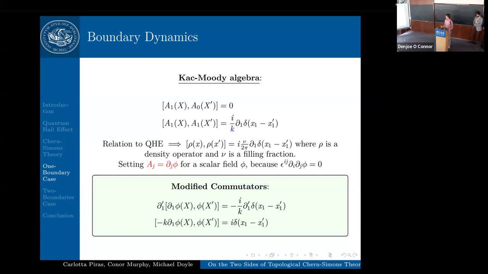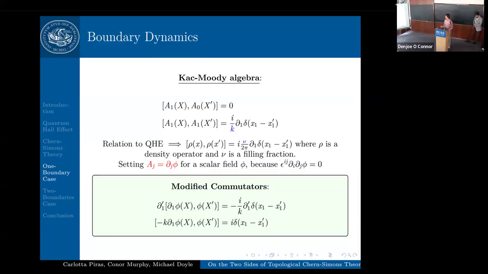And we can relate this bottom commutator to the quantum Hall effect. So here we can see that if you take the commutator of two density operators, you get a similar term to the bottom commutator of our A components. And here we can see that K, which is what is called the central charge of our Chern-Simons theory, is related to nu, which is our filling fraction. So we can identify K with something physical.